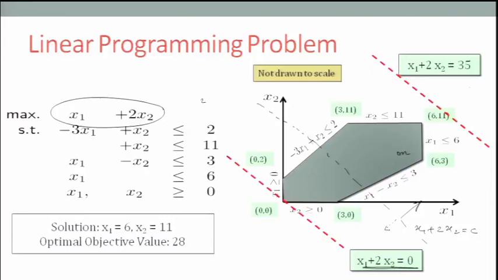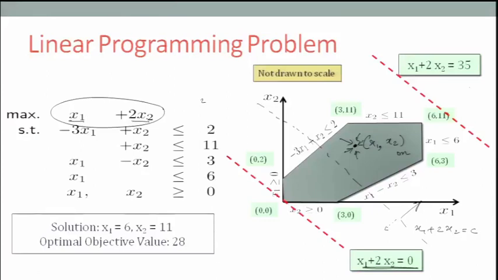The goal of a linear programming problem is to find a point x1 comma x2 inside the feasible region, inside the green region, so that this function x1 plus 2x2 is maximized.